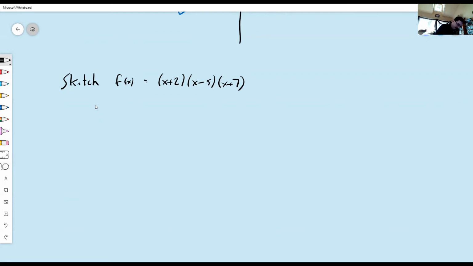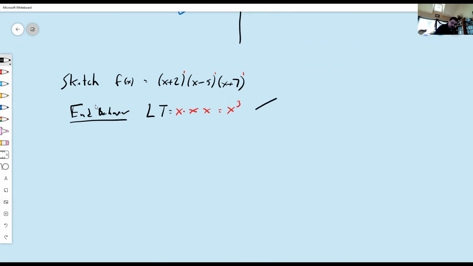So in end behavior, my lead term: look at this, each of these in here, x plus 2 to the 1, x minus 5 to the 1, x plus 7 to the 1. Since they all occur one time, if I multiply it together, each parenthesis only provides a single x. So it's going to be x times x times x, or x cubed.